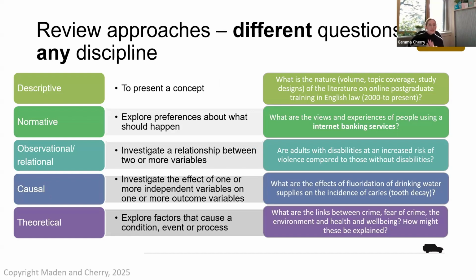So there are a lot of different types of review question. That's quite well established. So there are descriptive questions that present a concept. There are normative questions that explore preferences about what should happen. Observational or relational questions that investigate the relationship between two or more variables. Causal questions that look to see, does change in X result in change in Y? And theoretical questions that explore factors that cause a condition, event, or process.